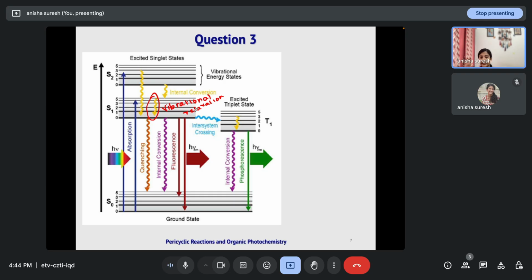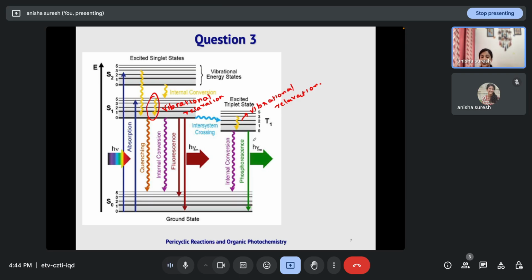From a singlet state to a triplet state, if it is undergoing a non-radiative process, that is known as inter-system crossing. So this is the A that was given in our question, and here this is an example of vibrational relaxation. Here they have given T1 to S0. So this is also an example of inter-system crossing, not internal conversion.